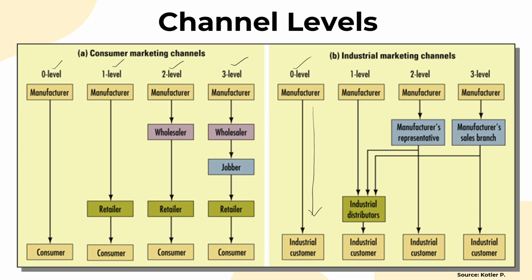In third level, manufacturer sales branch may have the manufacturer representative and then they go to distributor and they go to the industrial consumer. So, that is the possibility, and that is what we are talking about: 0 level, 1 level, 2 level or 3 level marketing channel.